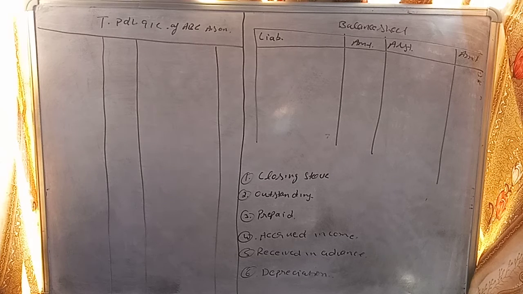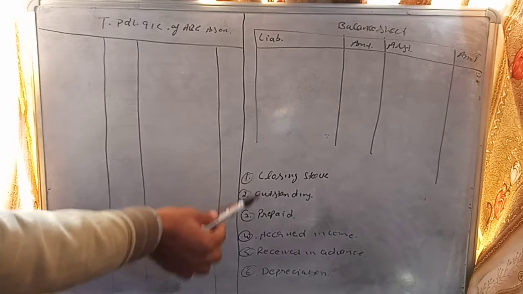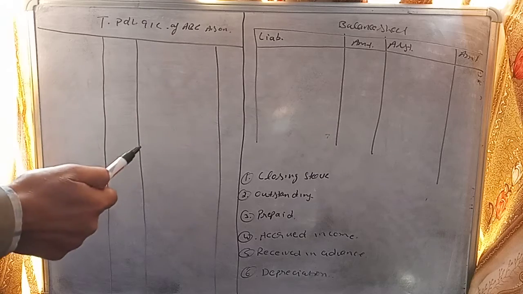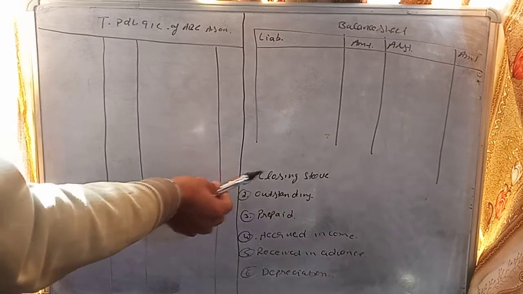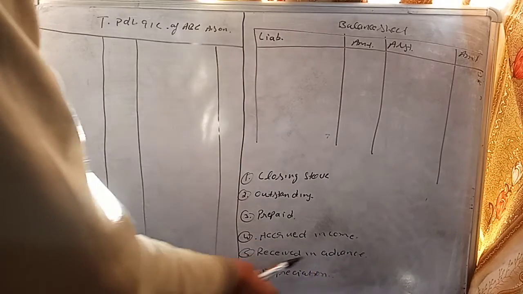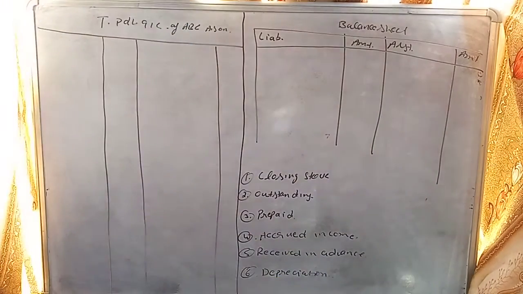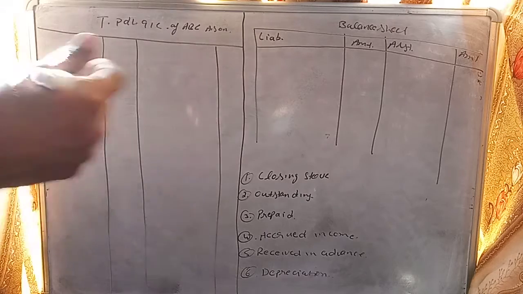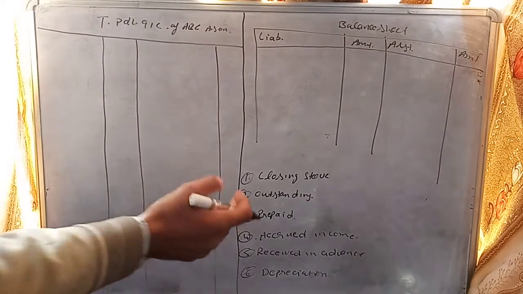So today in this video, I'm going to clear you the main 6 adjustments that always appear in the question in your final exams. These are the basic 6 adjustments that always come under the financial statement with adjustment. The first one is the closing stock, outstanding, prepaid, accrued income, received in advance, and depreciation. So today in this video, I am going to explain how to do the treatment of these 6 adjustments.